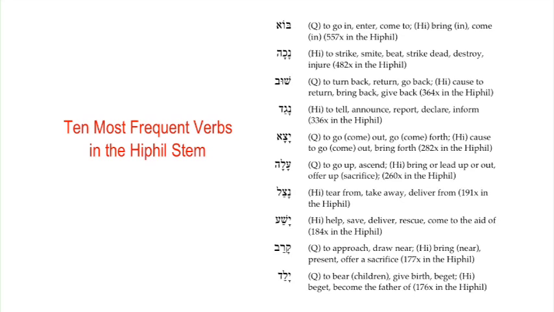In the Qal stem, it means to go out, to go forth. But in the Hiphil stem, to cause to go out or to bring forth. Again, you can see the causative nuance in the translations that appear in the listing. That's how the Hiphil stem works. The Hiphil stem indicates causative action, active voice.